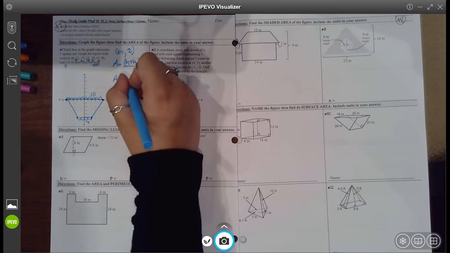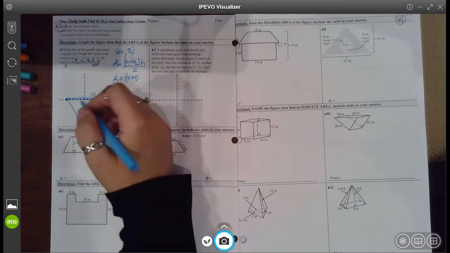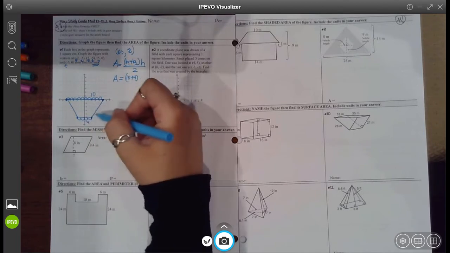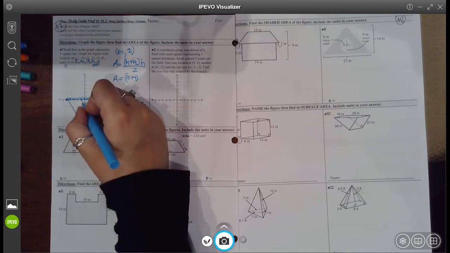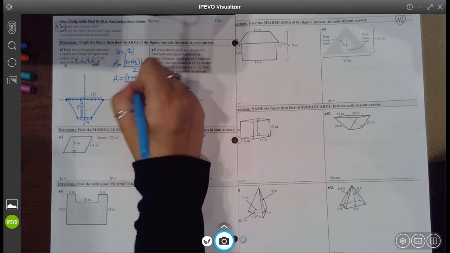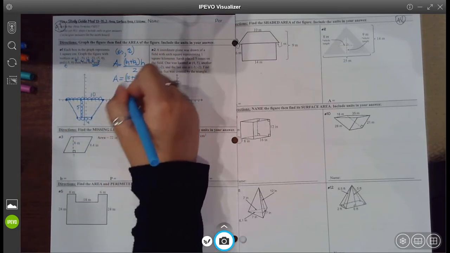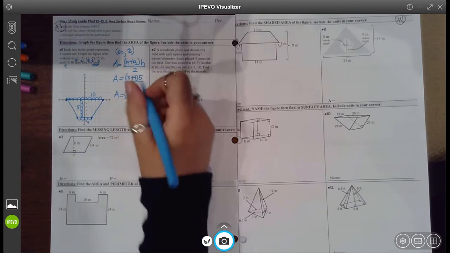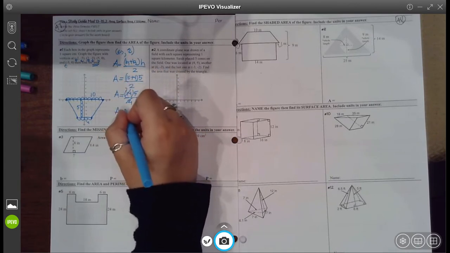So I have my 2 bases of 10 and 4. I'm going to add those and then multiply it with my height. The height is the straight down perpendicular distance that separates your 2 parallel bases. So 1, 2, 3, 4, 5 would be my height, all over 2. So those combine to make 14. 2 can go into 14 7 times. So 7 times 5 is 35.